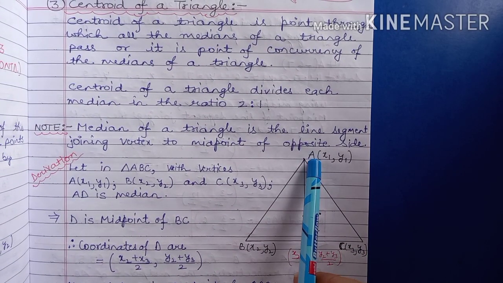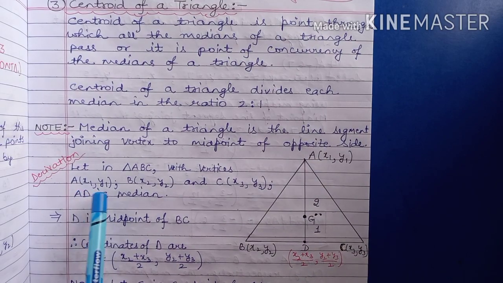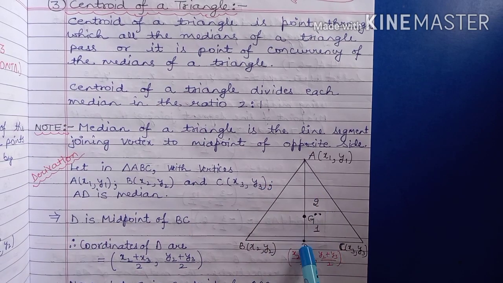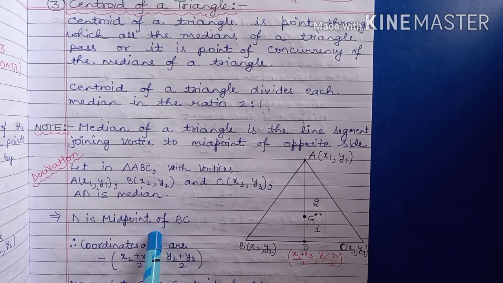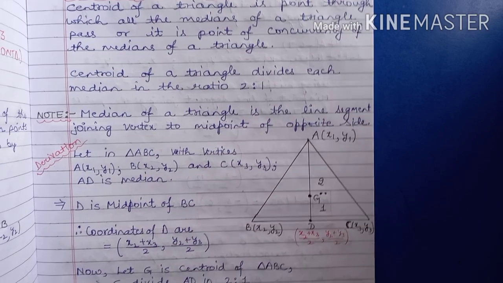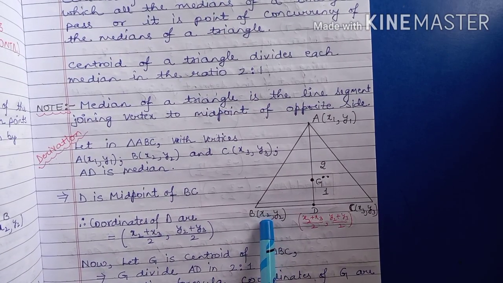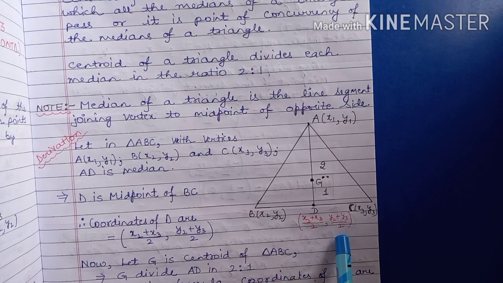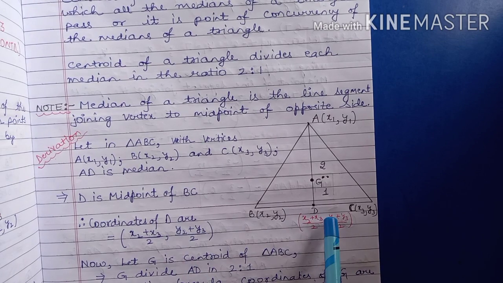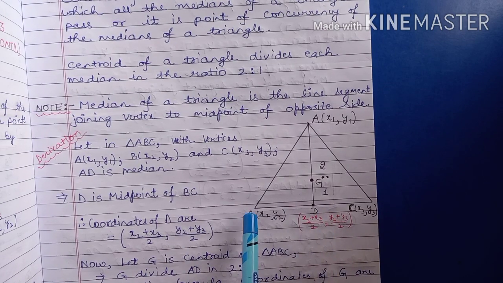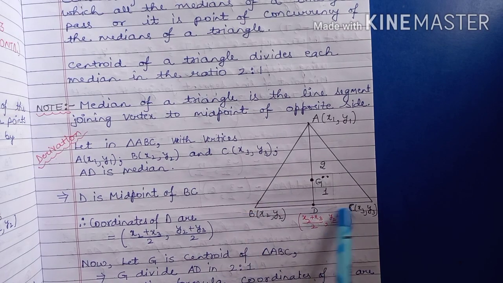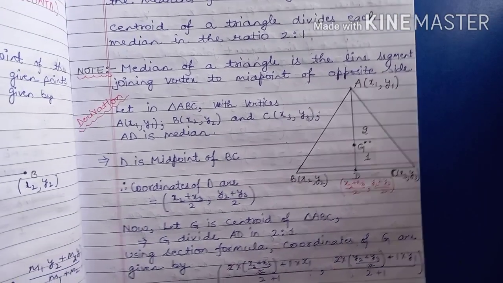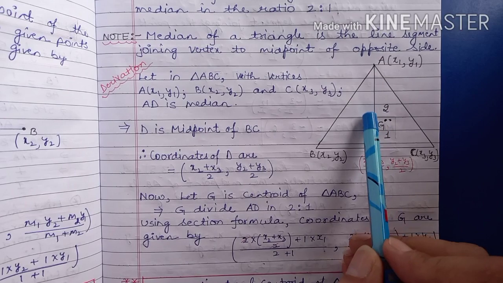ABC in which the coordinates of A, B and C are (x1, y1), (x2, y2), (x3, y3), and AD is a median. It means D is the midpoint of BC. So using the midpoint formula we can find the coordinates of D. It is (x2 + x3) over 2 and (y2 + y3) over 2. Because D is the midpoint, the coordinates of D are the coordinates of the midpoint of BC by applying the midpoint formula. Now we assume G as the centroid of the triangle.